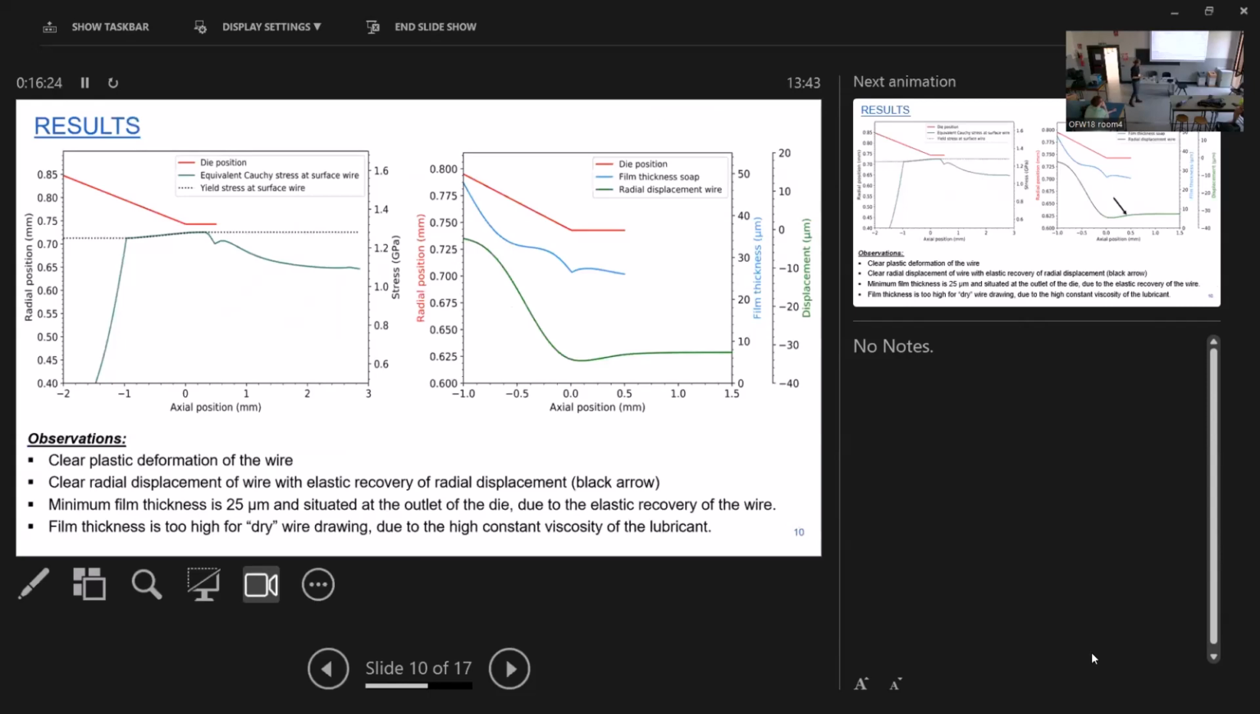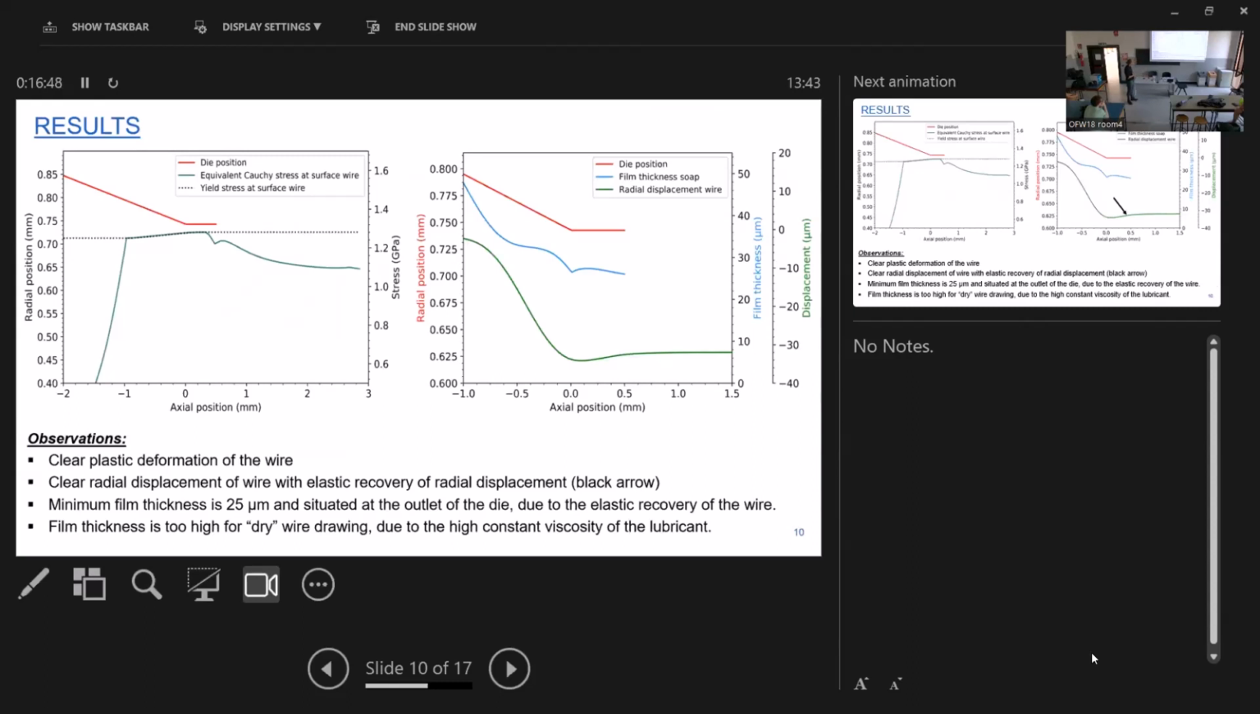All right, additional results here. Let me first explain what everything means. The red line represents the die position. The black dotted line here is the yield stress at the surface of the wire, and the green line is the equivalent local stress at the surface of the wire. It's a picture of the J2 plasticity, so actually it's like the von Mises stress.